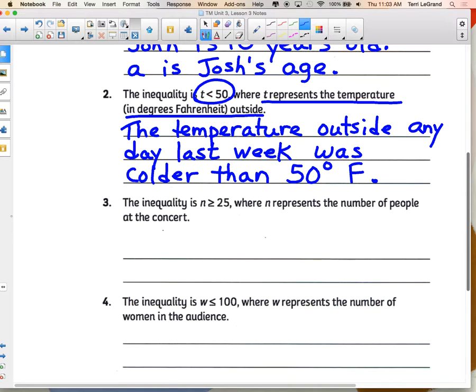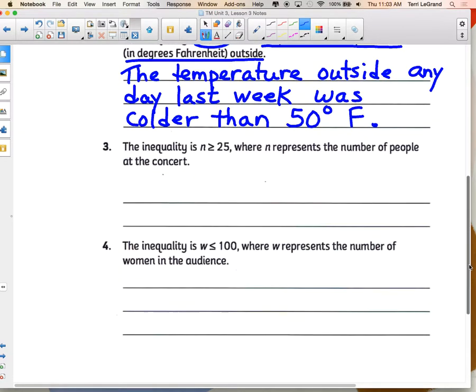Does that mean it would be under 50 degrees? Yeah. Because what happens with temperature? The higher the numbers, the colder it gets? No, the lower the numbers, the colder it gets. So T is less than 50 should work for this one, shouldn't it? Okay, let's go to the next one.